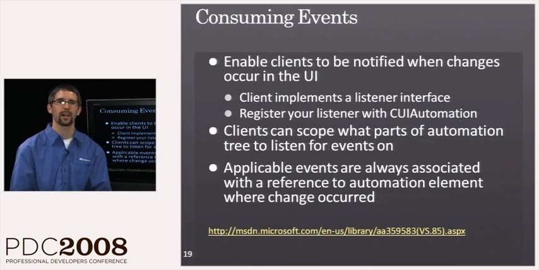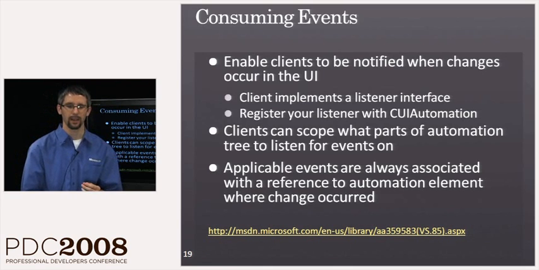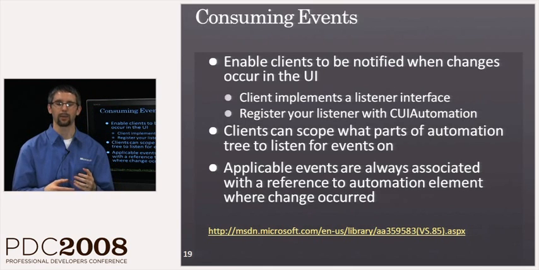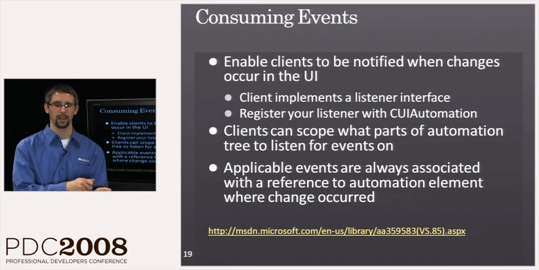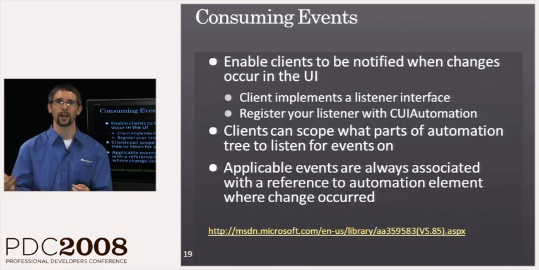Our quick spin through the client API wouldn't be complete if we didn't touch on events. Events give you the ability to be notified whenever changes happen in your UI. The listening mechanism is very COM. You implement a COM object that implements a particular listener interface, and then you register that listener with the CUI automation object. From then on, whenever events are fired, you get a callback on your listener interface.